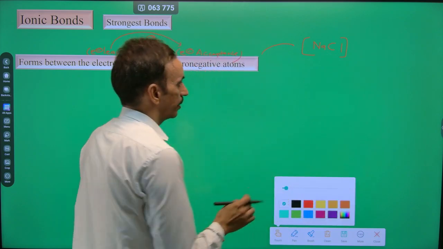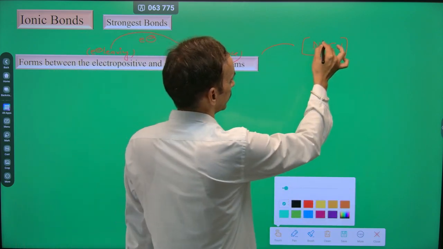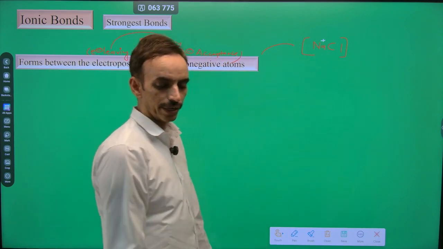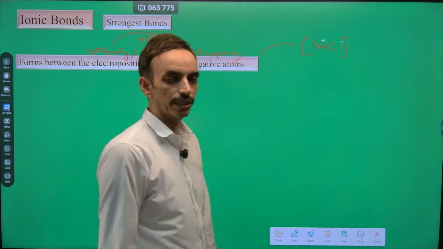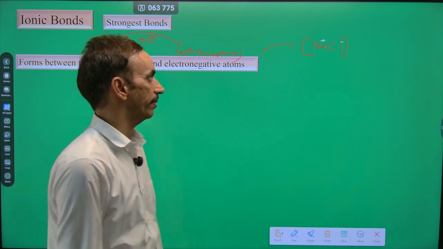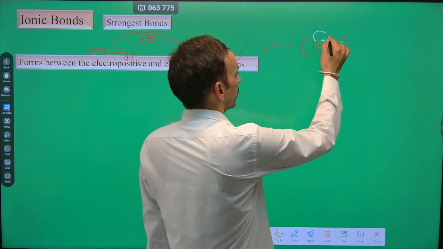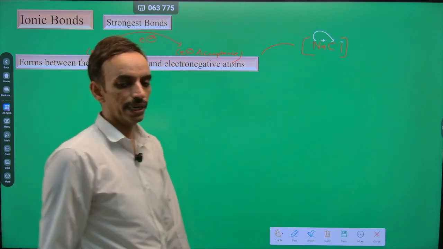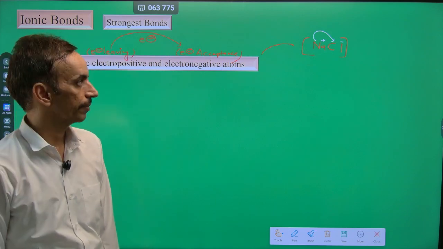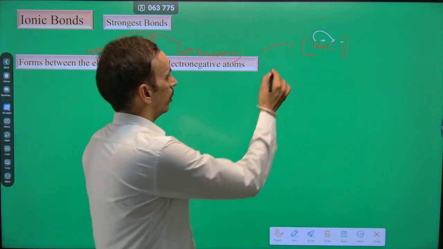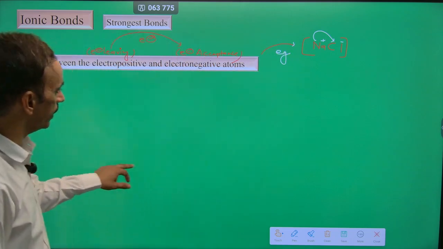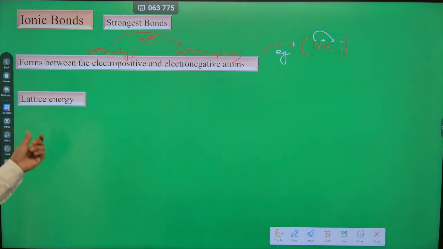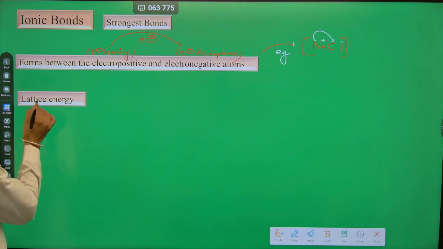NaCl: the sodium has a partial positive charge because it is an electropositive atom, while the chlorine has a partial negative charge because it is an electronegative atom. The bond is formed when sodium transfers its electron to chlorine. So it is an example of an ionic bond. Next, the bond energy in an ionic bond is called the lattice energy.